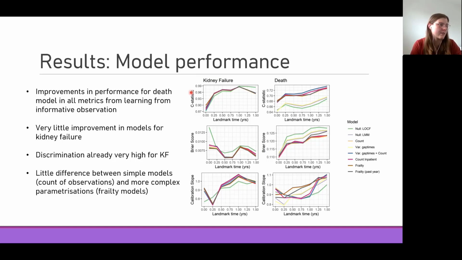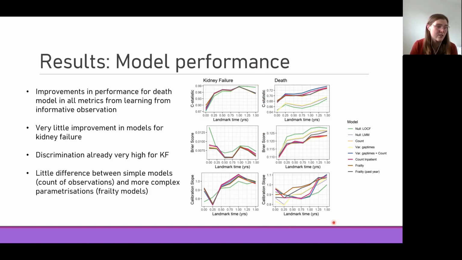So if we start on the left-hand column, the kidney failure column, unfortunately, there's not really any difference between any of these lines. Each coloured line is a different model, so a different way of accounting for informative observation. And we've included the null models in there as well that don't do that at all for comparison. So there's not really any difference between any of the models in the kidney failure outcome, but we do observe pretty high discrimination anyway. A C statistic of about 0.95, 0.96 is fairly high, so perhaps there's just not much scope to really improve on that for this outcome.